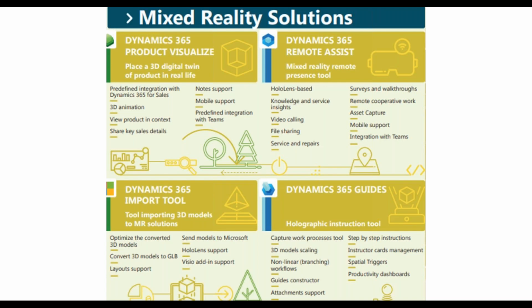You can have spatial triggers. You can have instructor card management, step-by-step instructions. So you can have all that together. Now, the next step to that is what we call remote assist. Remote assist can happen in a couple of different ways. So you have the capability for a customer, for example, to ping and get assistance from one of your technicians on troubleshooting, on repairs, etc.